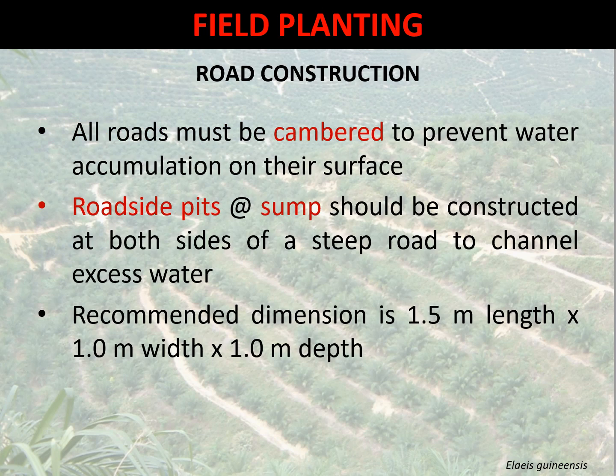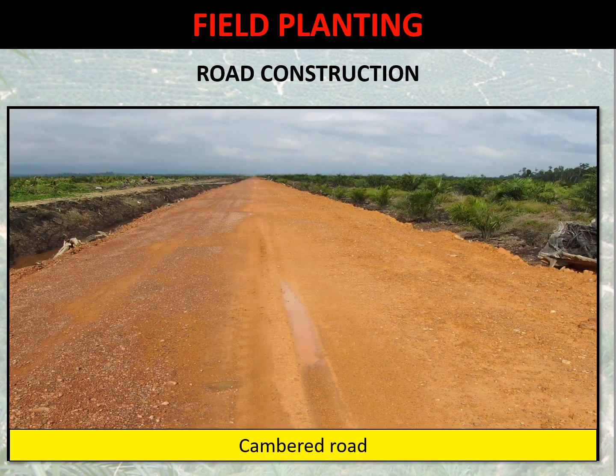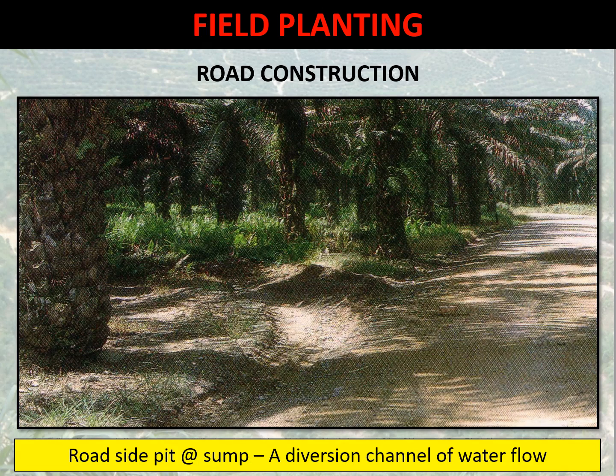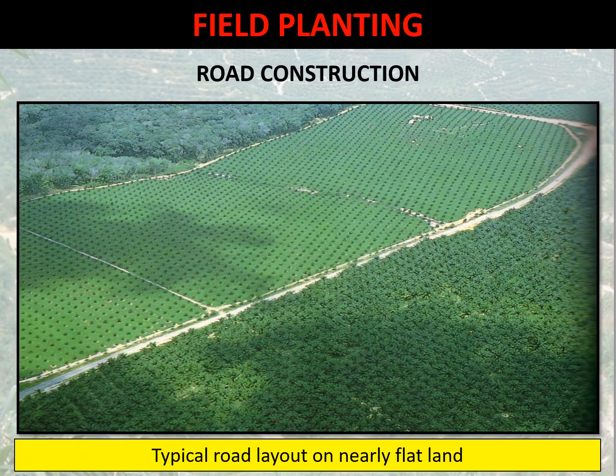In road construction, all roads must be chambered to prevent water accumulation on their surface. The roadside pits or sumps should be constructed at both sides of a steep road to channel the excess water. The recommended dimension is 1.5 meter length times 1 meter width and 1 meter depth. This is the example of the chambered road. This figure shows the roadside pit or sump, a diversion channel of water flow. This figure shows the typical road layout on a nearly flat land.